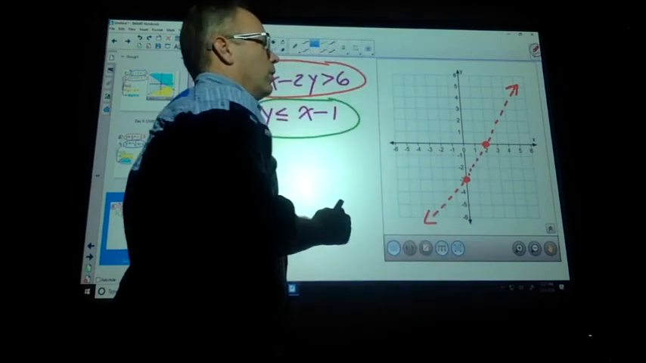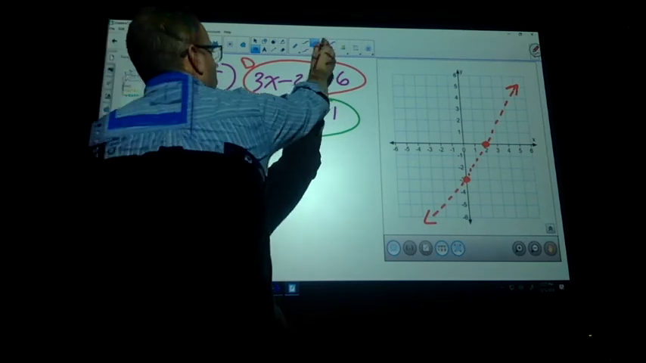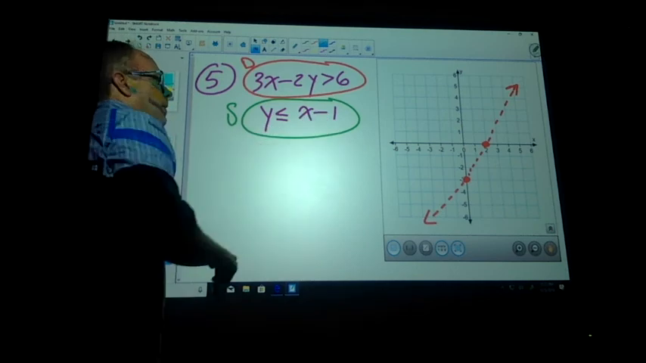Talk to me about where 0, 0 is on this line. It's above to the left. Agree? Cool. All right, let's try this one. How do I graph this one?